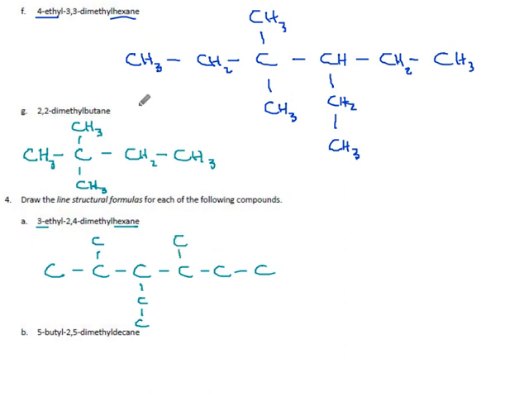Now, when we're doing a line diagram, a line like this represents 2 carbons, one on the left end, one on the right end.